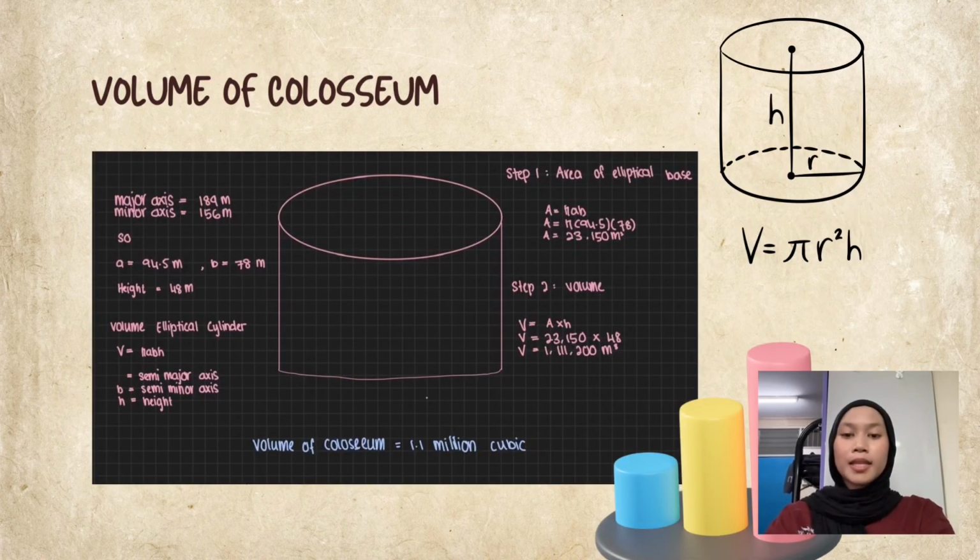For this slide, I'm estimating the volume of the Colosseum by modeling it as an elliptical cylinder. The major axis is 189 meters and the minor axis is 156 meters. So the semi-axes are 94.5 meters and 78 meters. Using the formula A equals pi times a times b, I find the area of the elliptical base, which is about 23,150 square meters. When I multiply this by the height of 48 meters, the volume comes to roughly 1.1 million cubic meters.